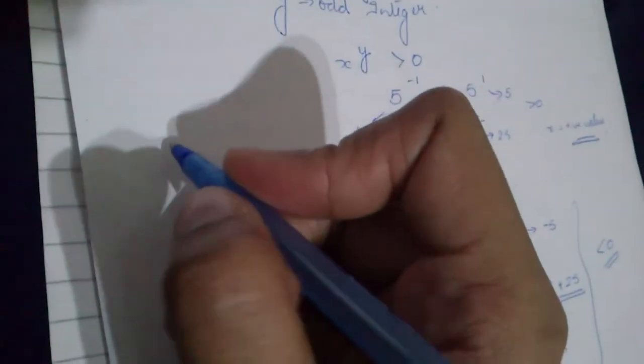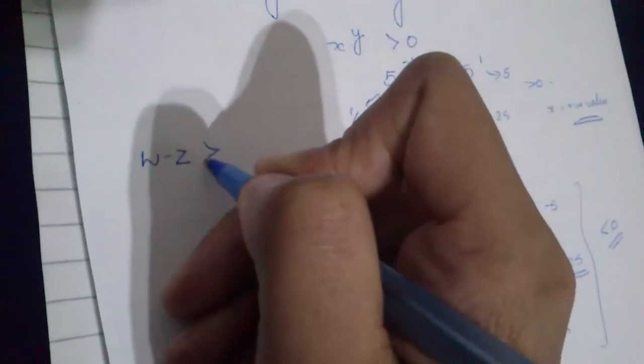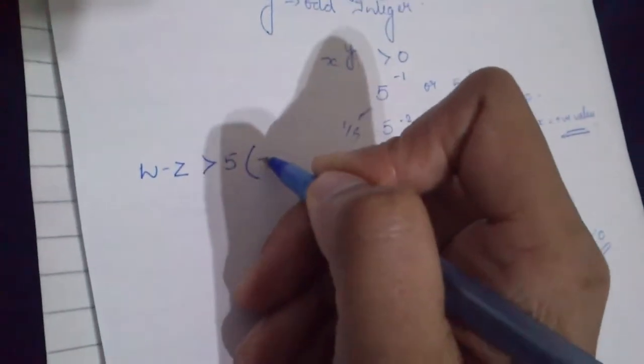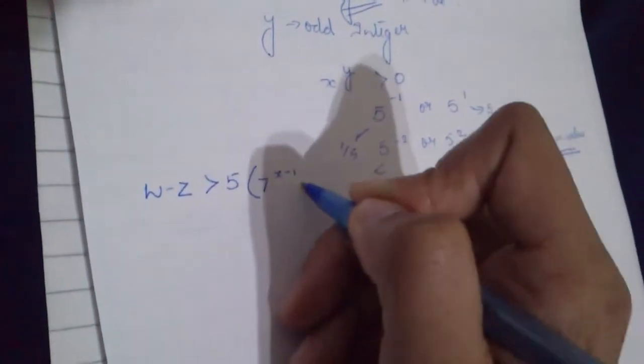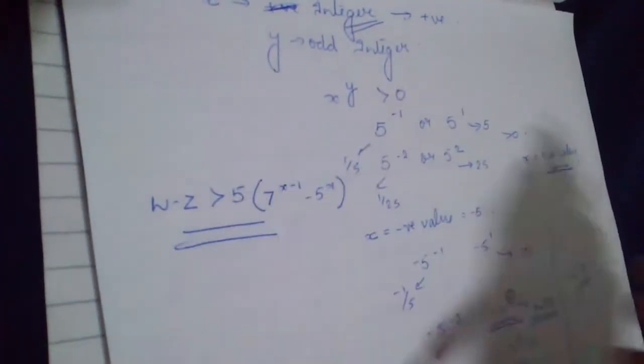Now what are we supposed to find in the question initially? We need to know that first. We need to find whether w minus z is greater than 5 times the quantity of 7 raised to x minus 1 minus 5 raised to x. This is what we are supposed to find out.